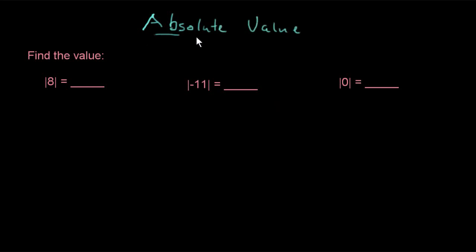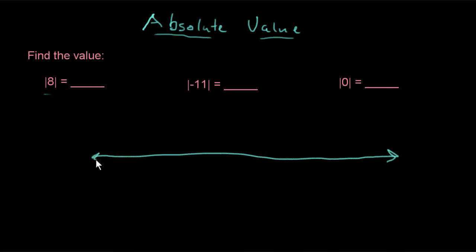So in this video we're going to talk about absolute value, and it says find the value. Read the absolute value of 8. And what is that value? Let's draw a number line. Absolute value can be thought of as the distance from 0 to the number that we're concerned about. In this case it's 8.